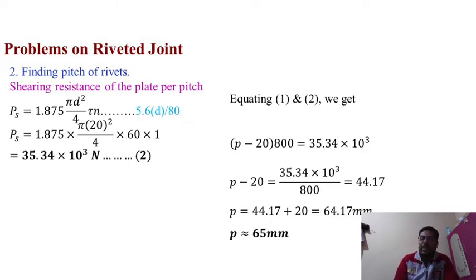This is rounded off to the higher round number, P is equal to 65 mm. The pitch of the rivet is equal to 65 mm. So write down the value and round it off.